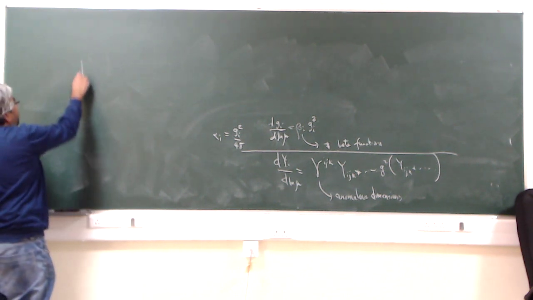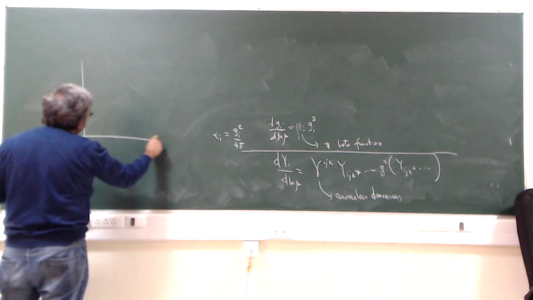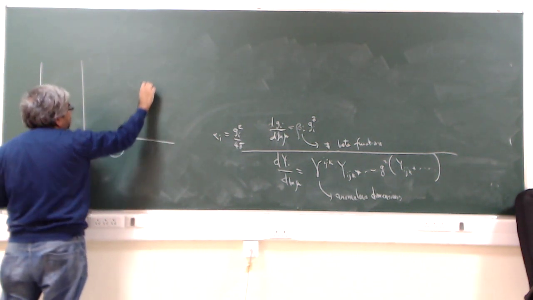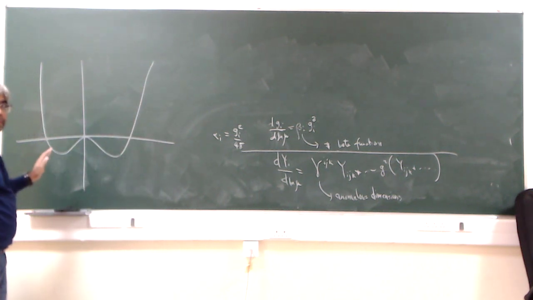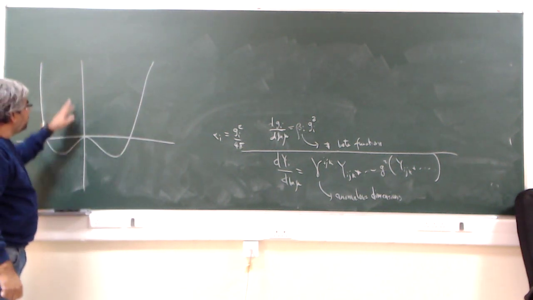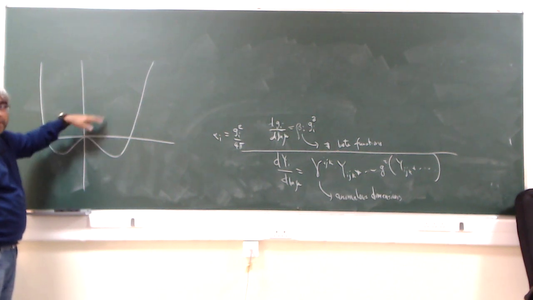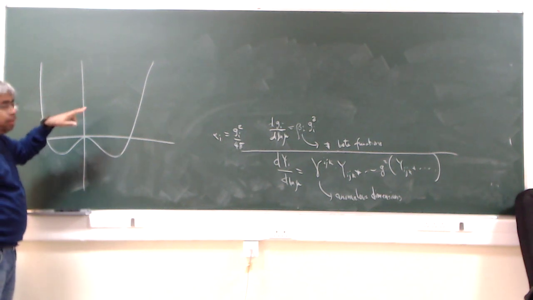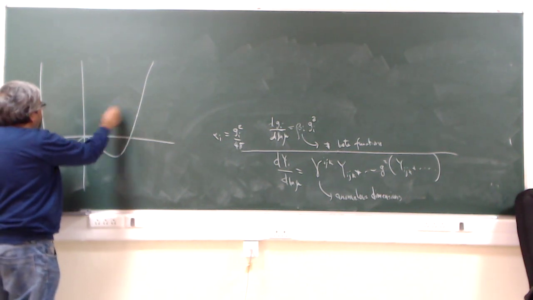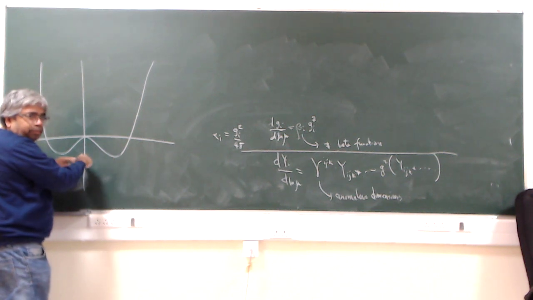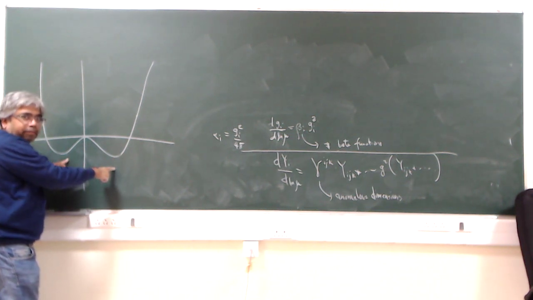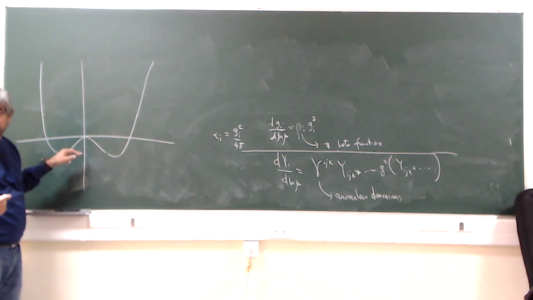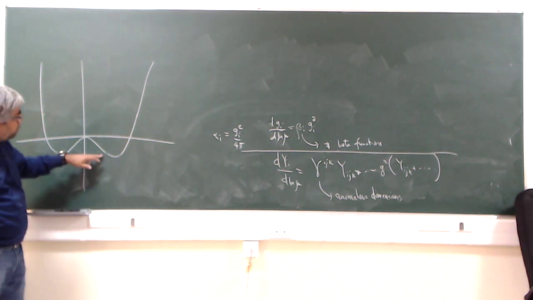The basic idea is that you have a potential like this. How do you get this thing? It's a combination of phi squared and phi to the power 4. You need to add these two, otherwise you won't get something going down. Unless the phi squared term is negative, you won't get this shape. You plot it in Mathematica and you understand.